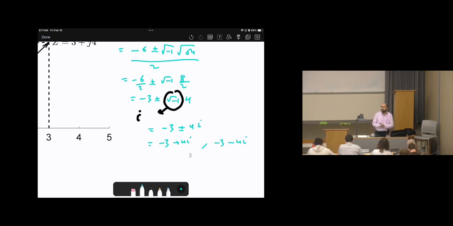Because as we know, a quadratic equation must have 2 roots. Then these 2 roots can be plus and minus, which is different in the imaginary part, while the real part will be the same. Okay.